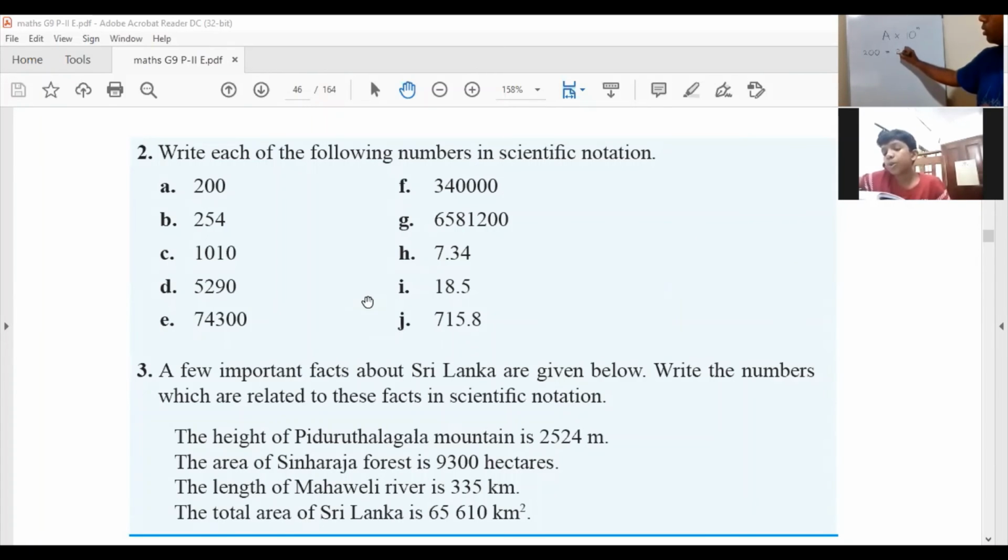2.00 then 10 to the... It should be multiplied by how many places? 100. It should be multiplied by 100. That is not the scientific notation. With the help of that step, you can write it in scientific notation. It is 2.0 multiplied by 10 to the power 2, as 100 is 10 to the power 2. This is the scientific notation. It is enough to write 2.